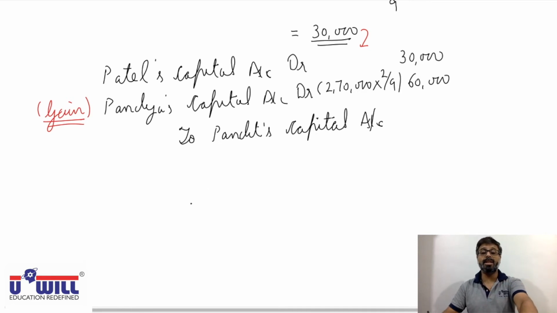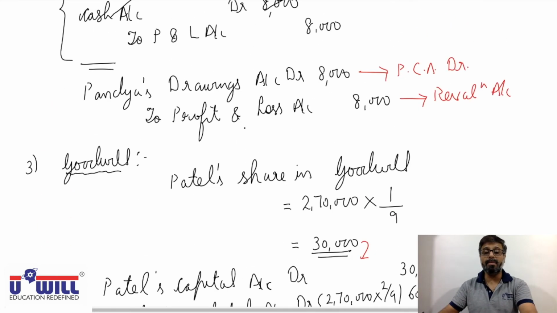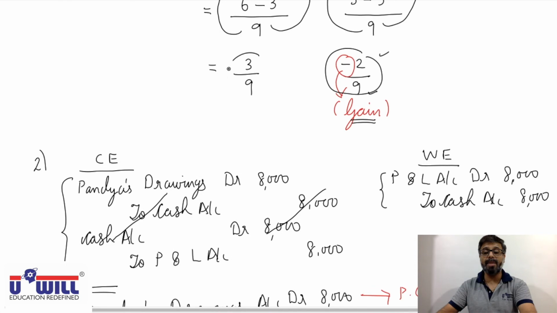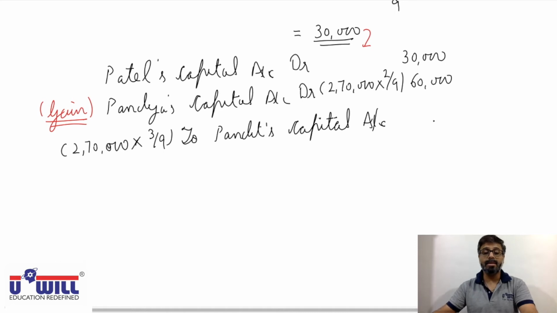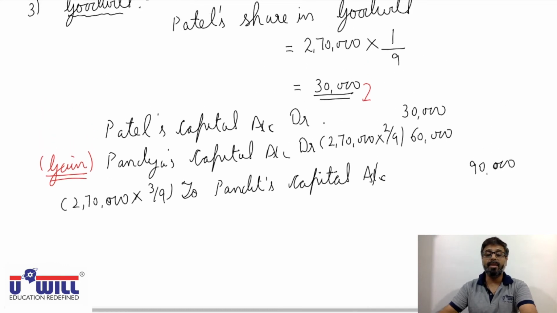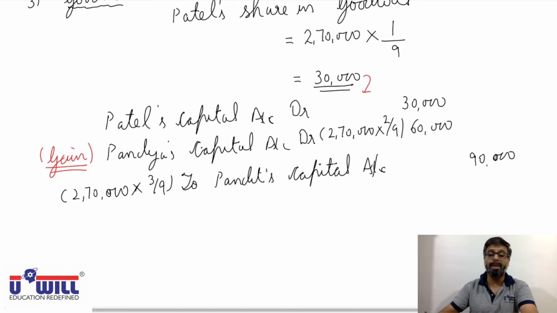You'll find the reference in that lecture that the gaining partner is also to be debited. And Pandit's amount: Pandit's sacrifice is 3 by 9. So 2,70,000, the value of goodwill, into Pandit's sacrifice 3 by 9. So what he must get as goodwill from the other two partners is 90,000. So only the sacrificing partner Pandit will get 90,000, out of which 30,000 the new partner will give and 60,000 even old partner Pandya will give, because he also gains after the admission of Patel.